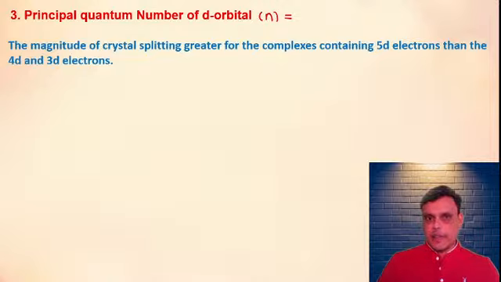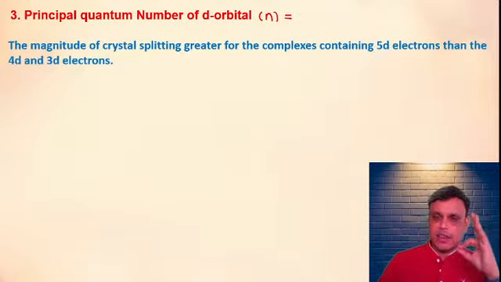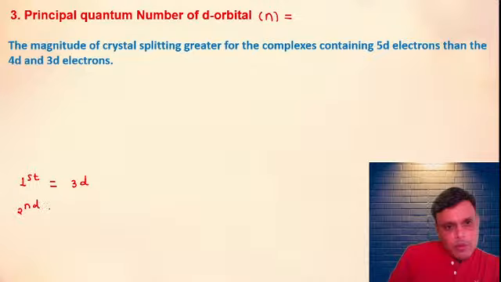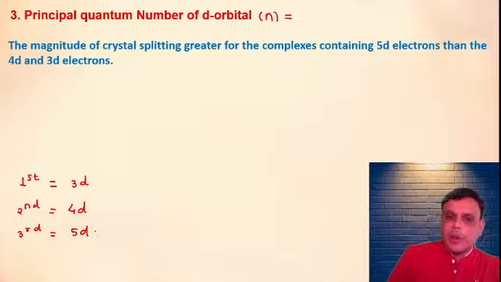If your metal atom is from the third row, third meaning 5d series, first row means 3d, second row means 4d and third row means 5d. And if your metal atom is from the 5d orbital or third row series, then it will have a higher value of 10 Dq than the 4d and then the 3d.